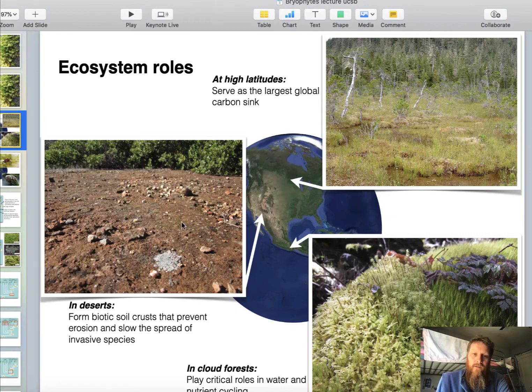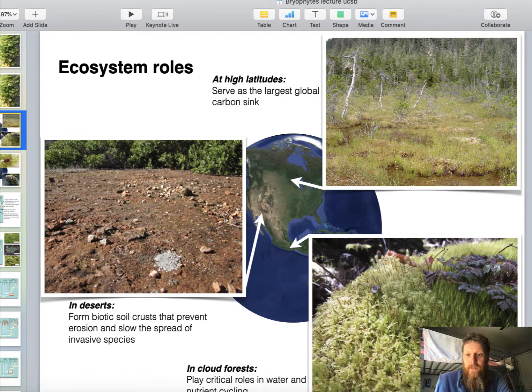In the deserts, on the other hand, you get really tiny bryophytes that form these desert crusts, and these are really important for preventing erosion as well as preventing the spread of invasive species. This is something that a lot of people are doing research on here in the southwestern U.S.